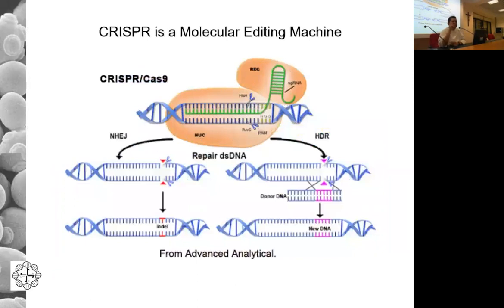Now, when it cuts the DNA, two things can happen. On the left side, if you cut it, and only cut it, the cutting will destroy the information. So if this is a gene that causes cancer, if you cut that gene, the gene will be destroyed. So this is the left side. On the right side, you cut the DNA and you provide a replacement information. And what the cell will do is it will replace the old information with the new information. So the left side you can use to destroy, the right side you can use to change.